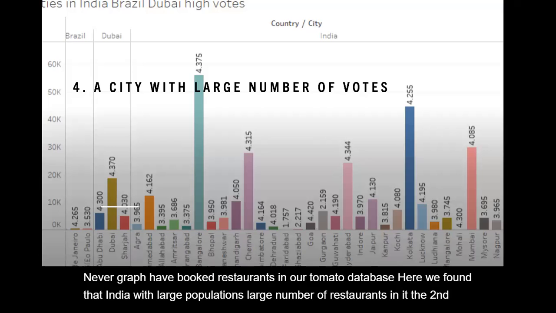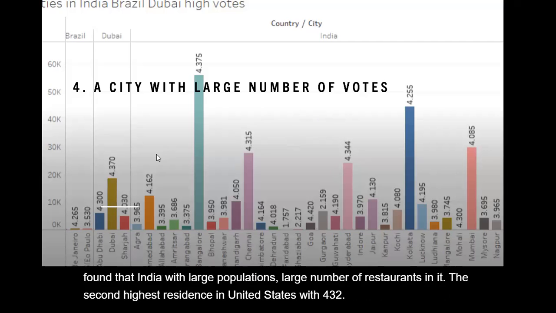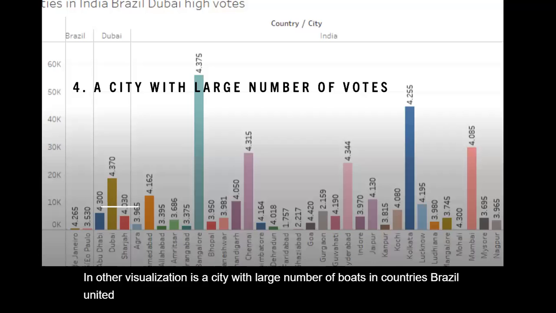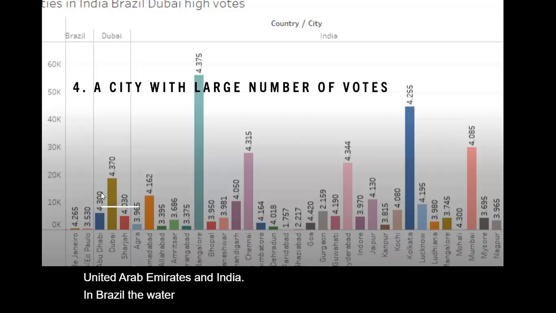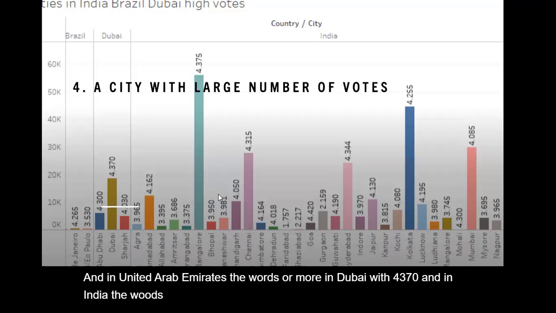The other visualization is the city with the largest number of votes in the countries Brazil, United Arab Emirates, and India. In Brazil, the votes are more in Rio de Janeiro with 4.265. And in United Arab Emirates, the votes are more in Dubai with 4.370. And in India, the votes are more in Bangalore with 4.375.